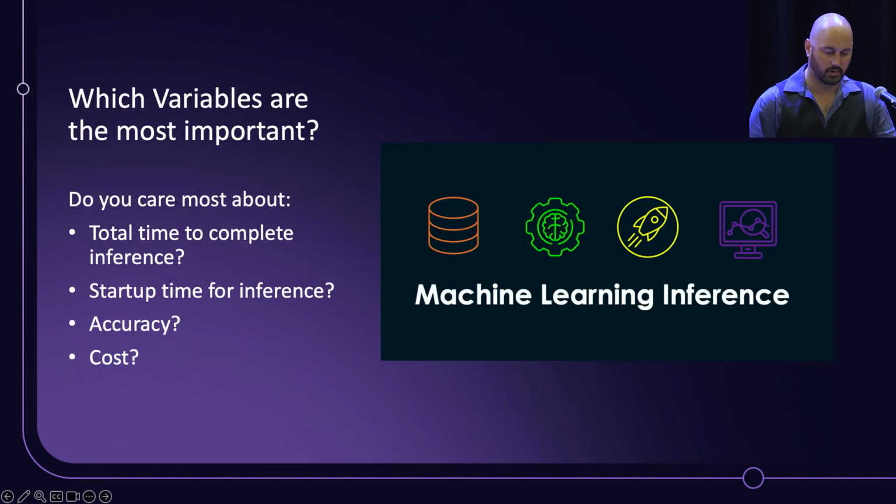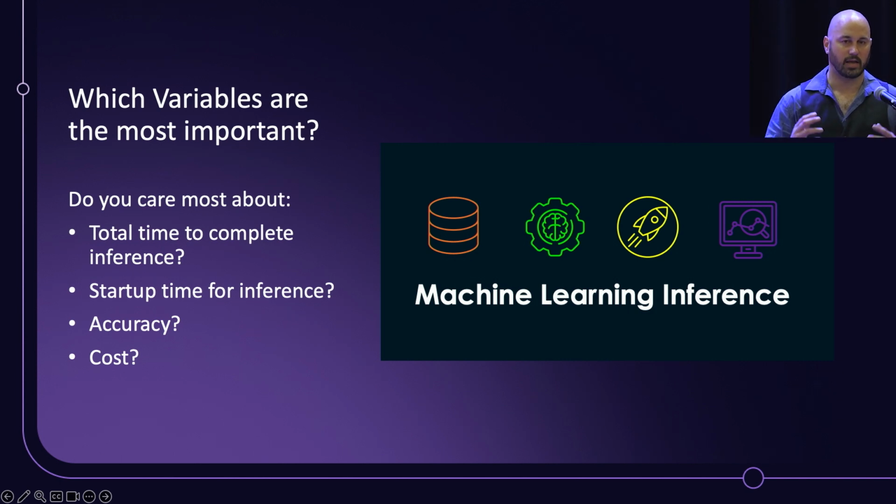So I'm going to go through that and figure out how that applies to your costs and how you can control that. The big thing to think about is: what are the variables that I care about the most? Do I care about the total time it takes to complete the inference? Do I care about the cold start time for the inference? Do I care about accuracy? Am I trying to reduce costs? What are all of those pieces that you're trying to control for in your particular use case? Because the architecture choices you're going to make are going to have impacts on that.